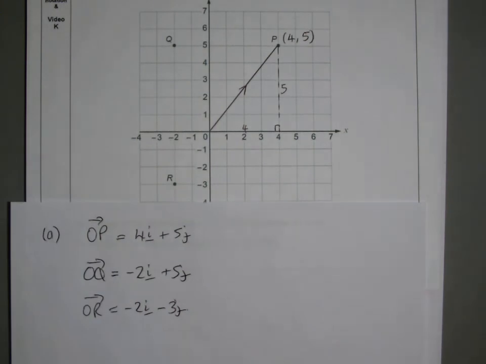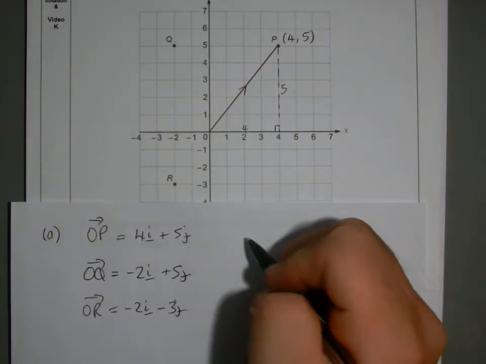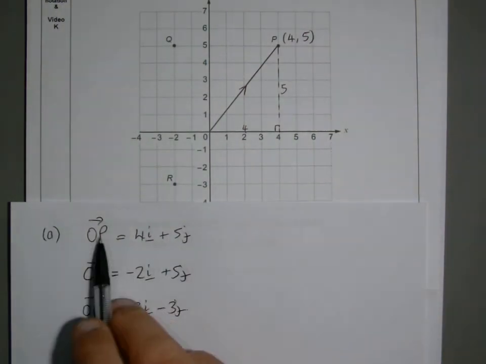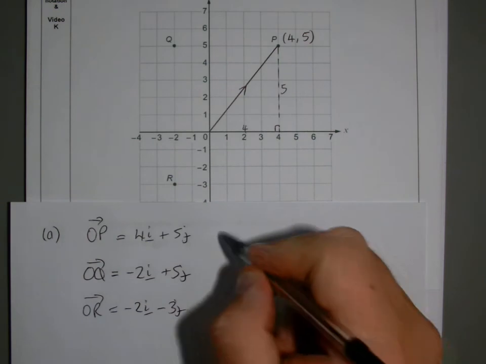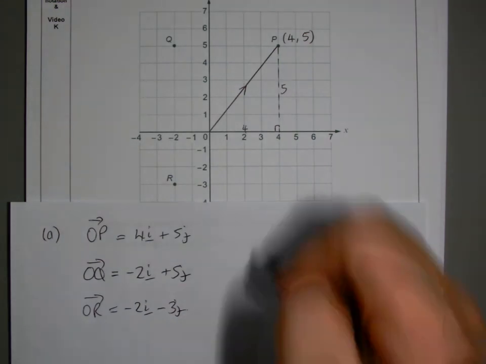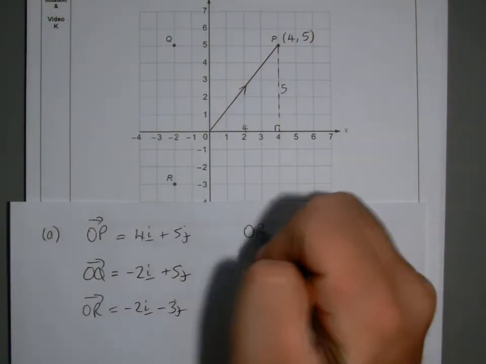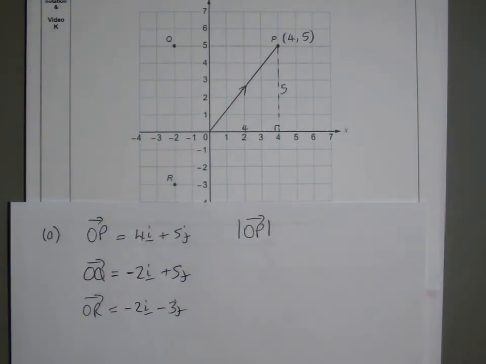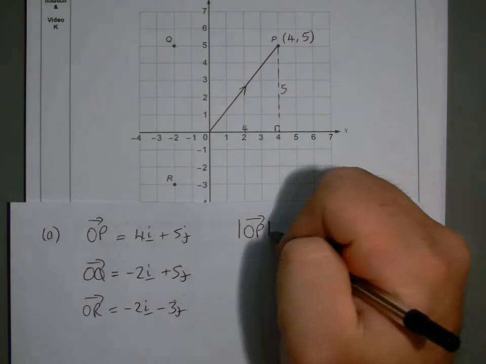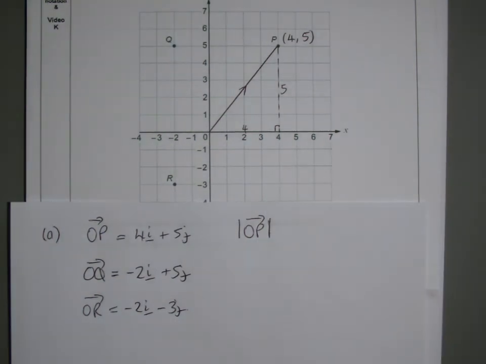So what you need to do is say, I'm going to find the size of this vector, the magnitude of it. How do you write that? Do we write it in words? Well, you don't need to. You write OP with the arrow above it, and you put bars around it, just like that. That tells us we're looking for the size of it. Always put bars around it.